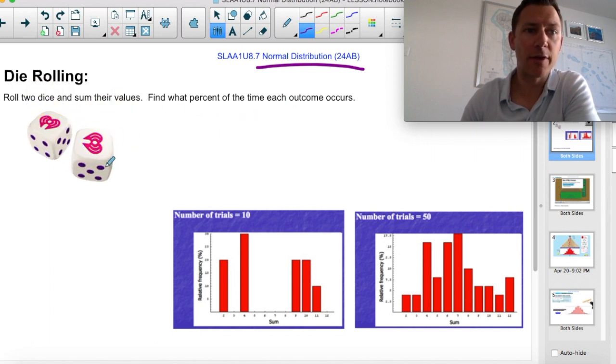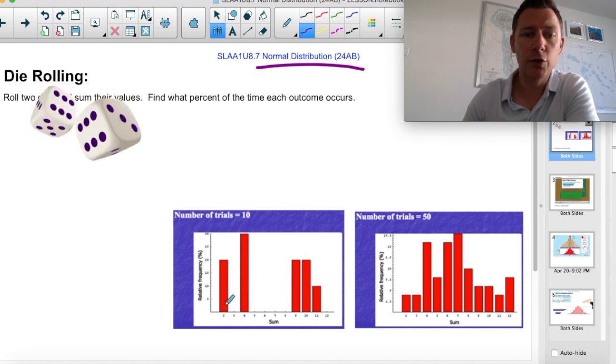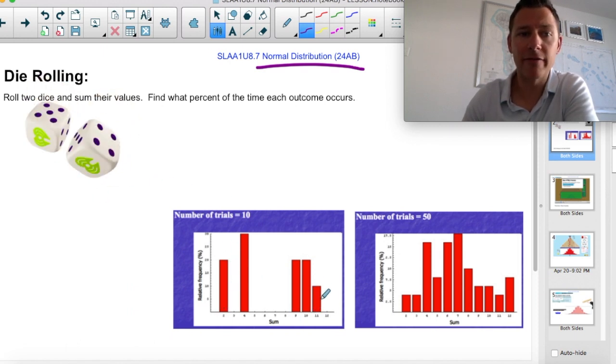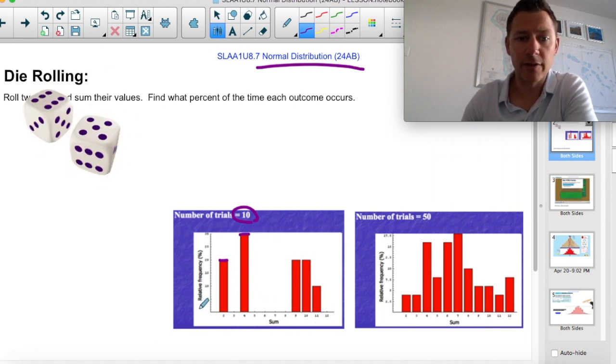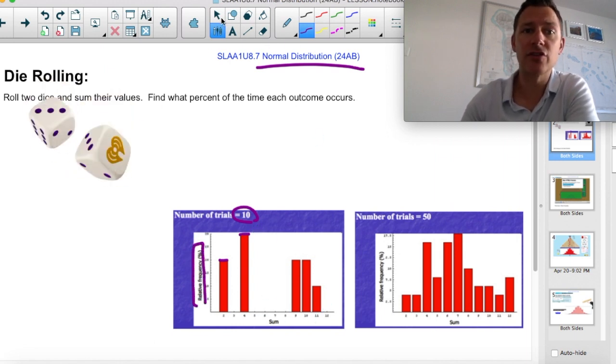To start out, we can think about rolling two dice and seeing what the sum comes out. You could get a 2 by getting a 1 and a 1, or an 11 by getting a 5 and a 6. And if you kept track of those for 10 rolls, you might see a couple of 2s come out, a couple of 4s come out, and this is the frequency, like the percentage that happens.